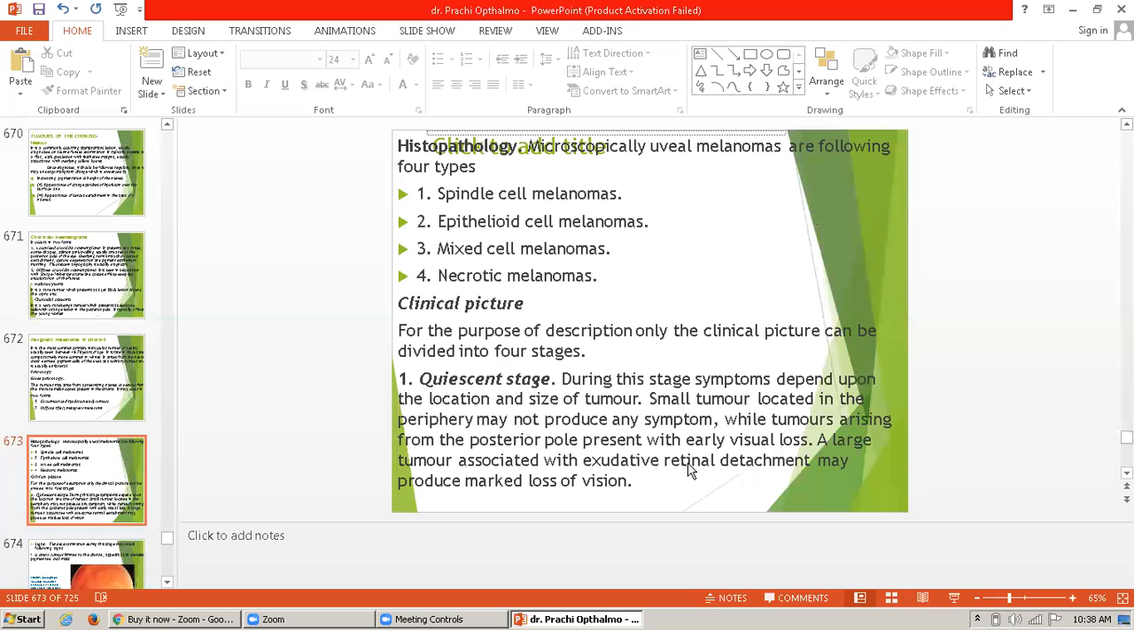Then, when we study its histopathology, microscopically uveal melanomas are of the following four types. First one is spindle cell melanoma. Second is epithelioid cell melanoma. Third is mixed cell melanoma.